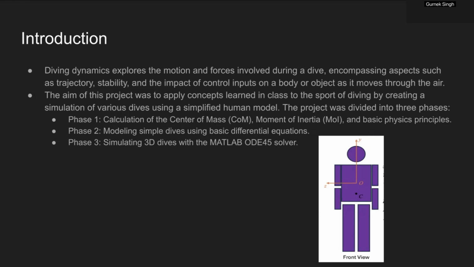The simplified human model consists of a sphere for the head, a cuboid for the torso, and cylinders for the forearms, arms, and legs. The project is divided into three phases. Phase one was the calculation of the center of mass, moment of inertia, and basic physics principles for the humanoid in three different configurations. Phase two was modeling simple dives by simulating the change of configurations in the air. And phase three used Euler's equations and simulated 3D dives with a MATLAB ODE45 solver.